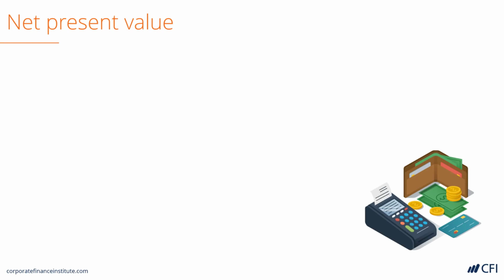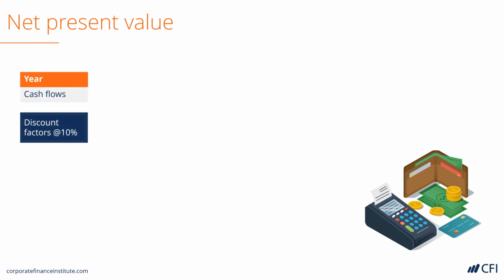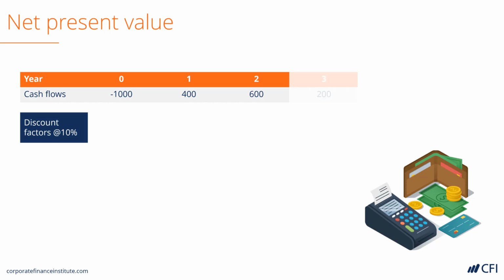Now let's look at a very common application of discounted cash flows called net present value or NPV analysis. Managers are often required to make decisions on whether a particular project is profitable. The typical project consists of an initial investment, in this case $1,000, and a stream of cash flows resulting from the investment. The cash flow at the end of year 1 is $400, at the end of year 2 is $600, and at the end of year 3 is $200.